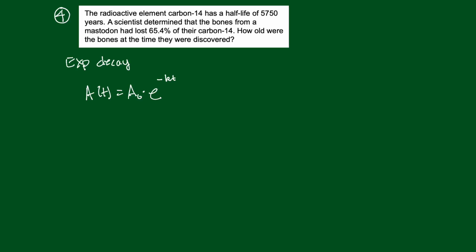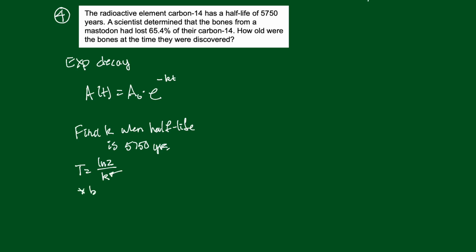Now, the first thing we're going to have to do is find k when the half-life is 5,750 years. Now, we have a formula for the half-life, which is T is equal to ln2 over k. But we're looking for k. So let's multiply by k. Well, that'll give us T times k equals ln2. And now I'm going to divide by T, so I'll get k is equal to ln2 all over T.